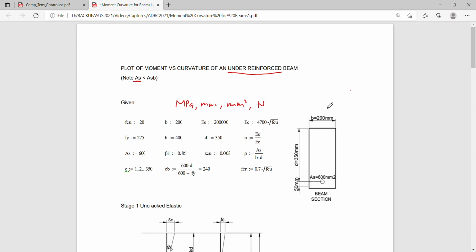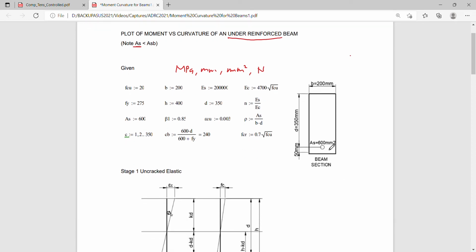Okay, so we have here a beam, singly reinforced, area AS 600, which must be less than AS balance. So I did not check it, but maybe you want to check the compliance of such condition here. If it is met, please simply solve for your AS balance.